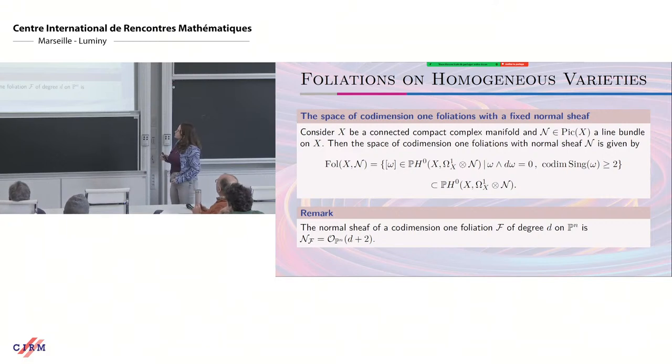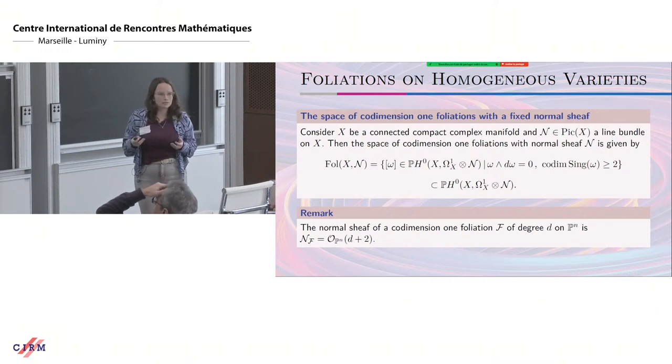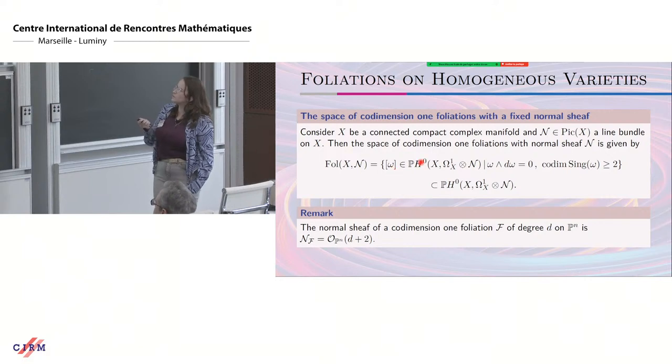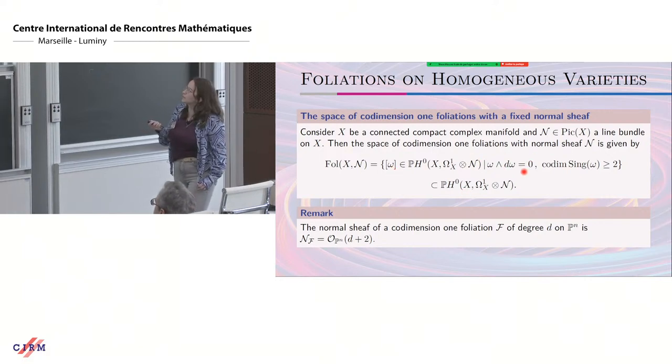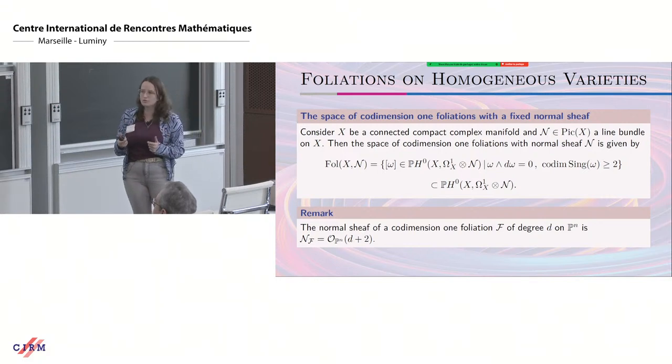So now I will start talking a little bit about foliations. Given a variety and fixing a line bundle on this variety, a very interesting problem in the global theory of holomorphic foliations is to describe the space of codimension 1 foliations having the normal sheaf equal to the line bundle that we fixed. This is given by the space of one-forms that satisfy the integrability condition, omega wedge d omega equal to 0, and also the saturation condition, which means that the codimension of the singular locus of this one-form is greater than or equal to 2. Since we have these conditions, this will be a quasi-projective variety.